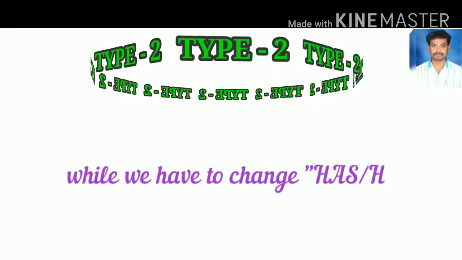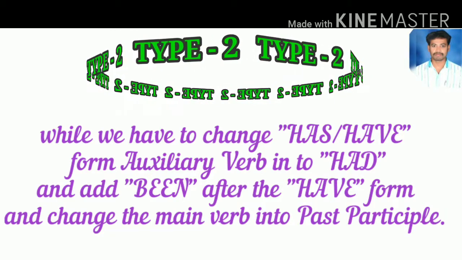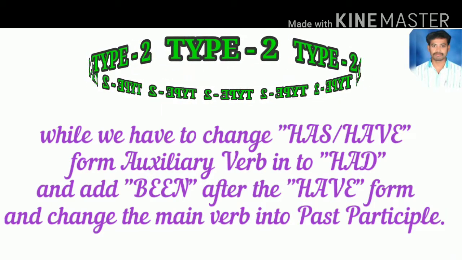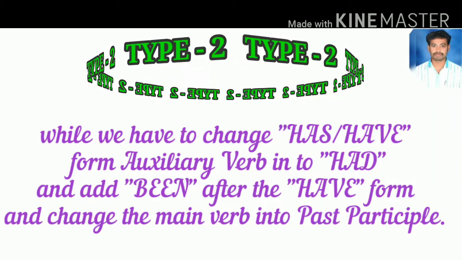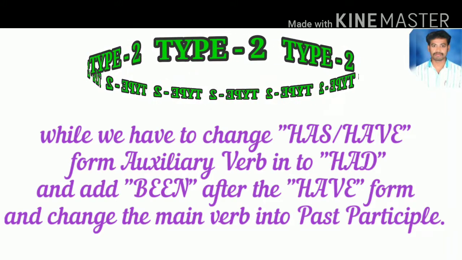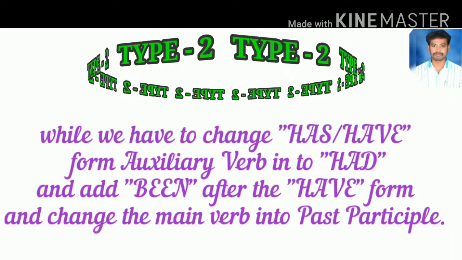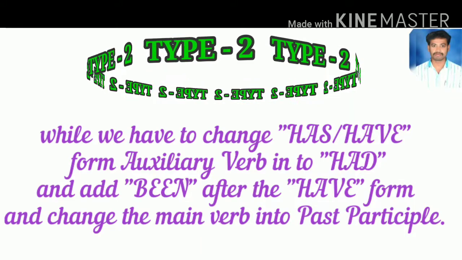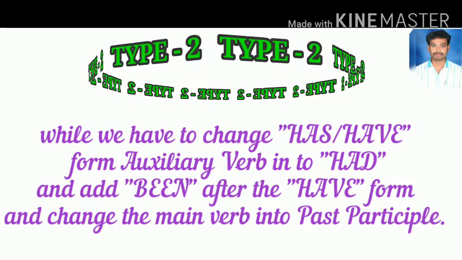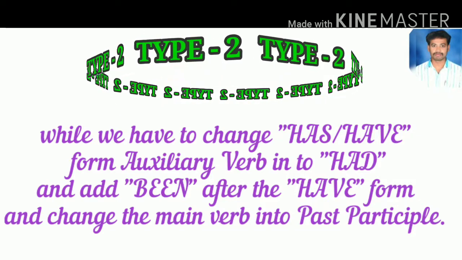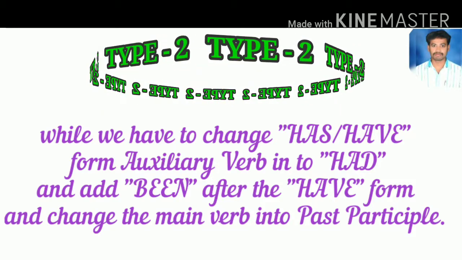So we have to change has or have from the auxiliary verb into had, add been after the have form, and change the main verb into the past participle verb. Look there, has and have are both in present tense form, the have form auxiliary verbs. When we change into past tense, we use had, and after that we have to use been, and then change the main verb, V1 into V3, the past participle verb. Have you understood this one?